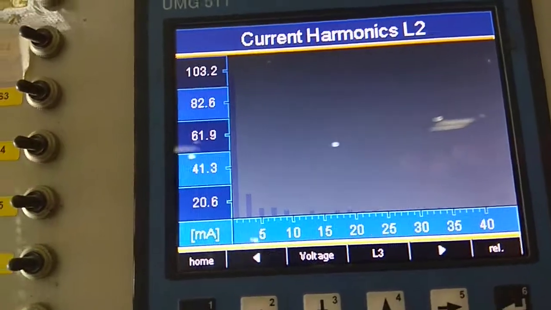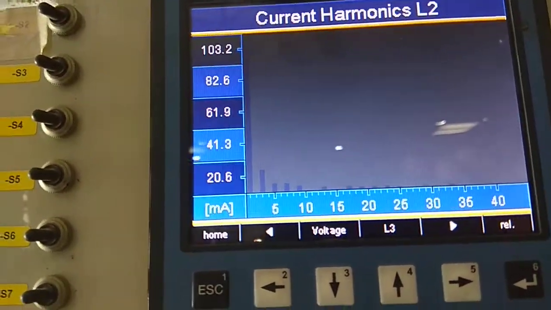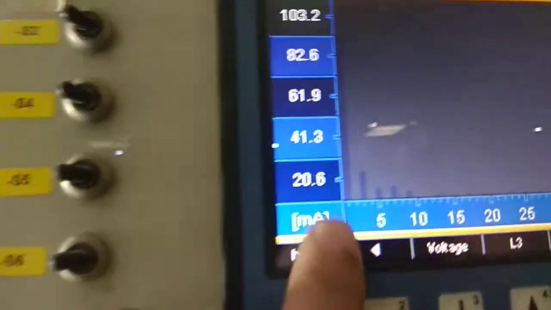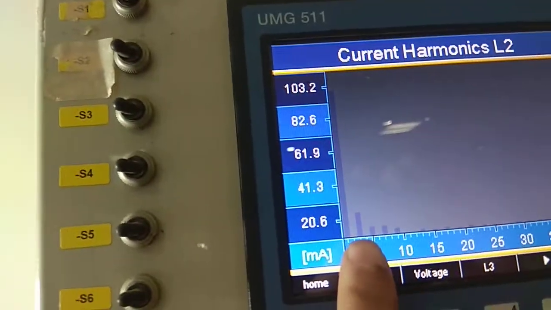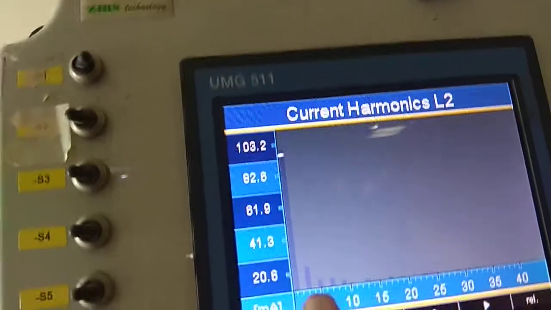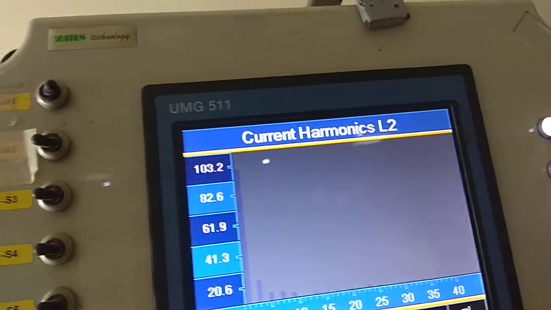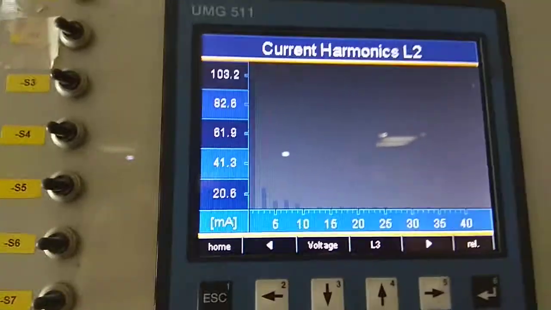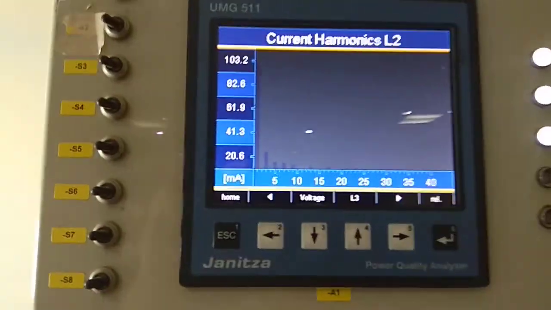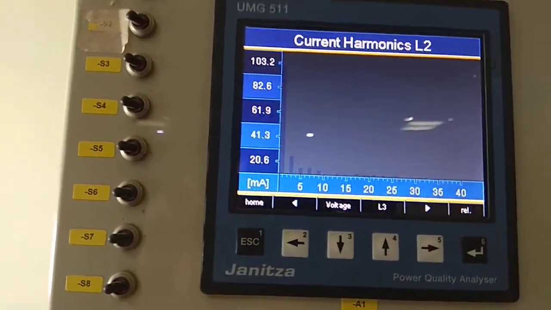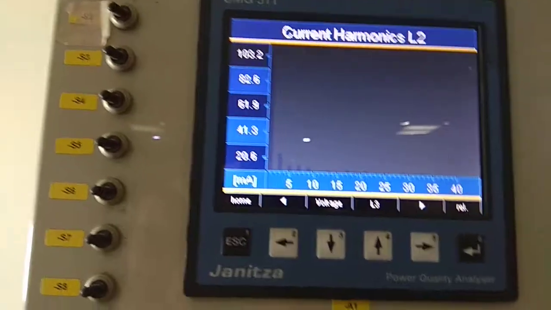Okay, so this is the current harmonics in L2. As you can see, if you compare it with the bulb LED, you will find here that the third harmonic, odd harmonic, is comparatively higher, and the fifth is also significant, and after the seventh harmonic it is small. This is true to what we have observed in the waveform.